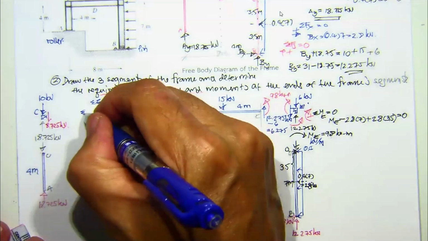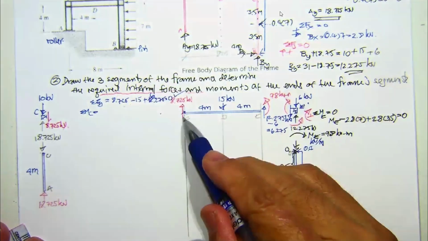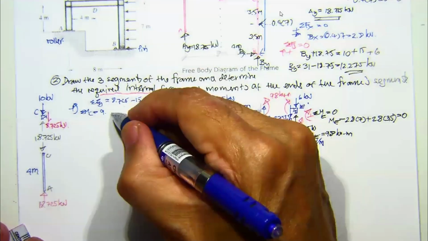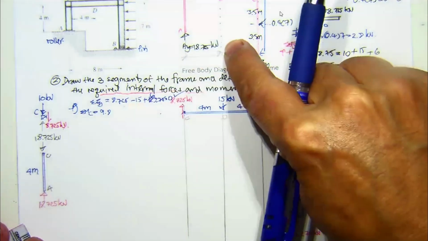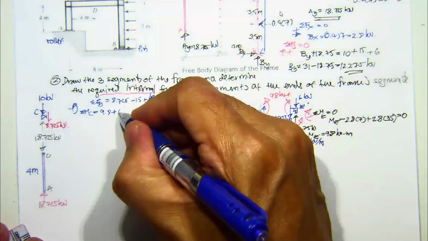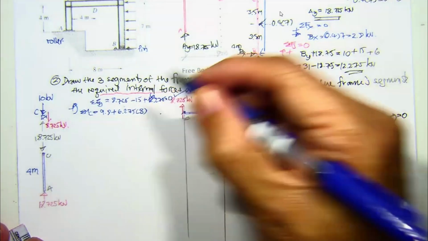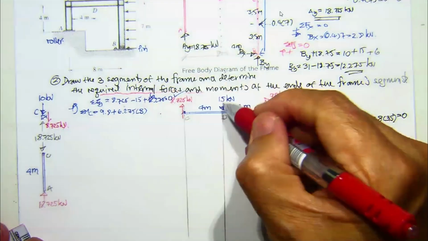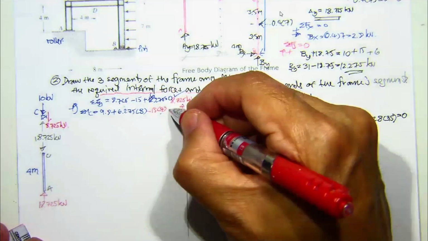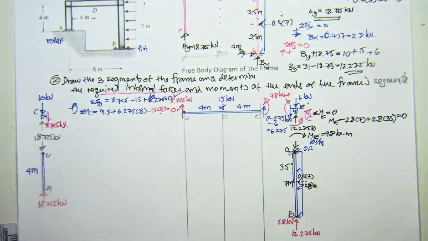Okay, summation of the moment at, for example, C equal to, if you put this one to be positive 9.8 in this direction, and then plus 6.275 times the length of 8, and then in the opposite direction minus 15 times 4. This check for me is supposed to be 0. Okay, it's supposed to be 0. Thank you very much. Okay, that's one.